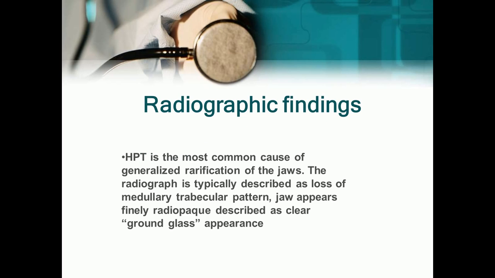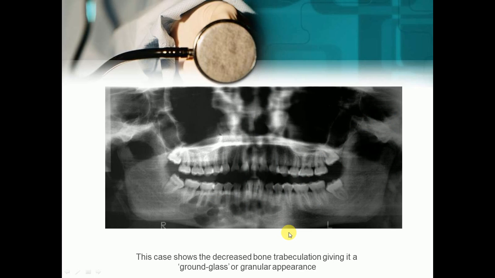Okay, let's see here the radiographic findings. Hyperparathyroidism is the most common cause of generalized radiopacity of the jaws. The radiograph is typically described as a loss of medullary trabecular pattern, and the bone is finely radiolucent, described as a ground glass appearance. Okay, so you can see this here in the picture. This case shows a decrease in bone trabeculations. The bone trabeculations are giving it the ground glass or granular appearance.